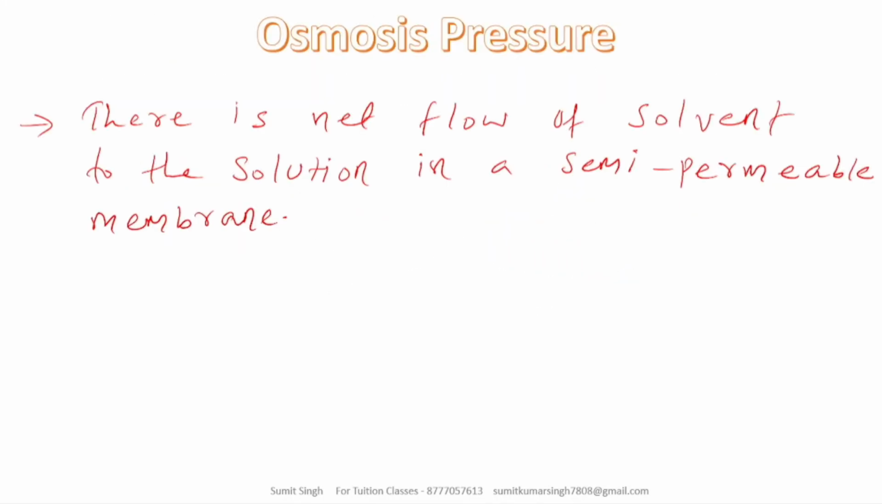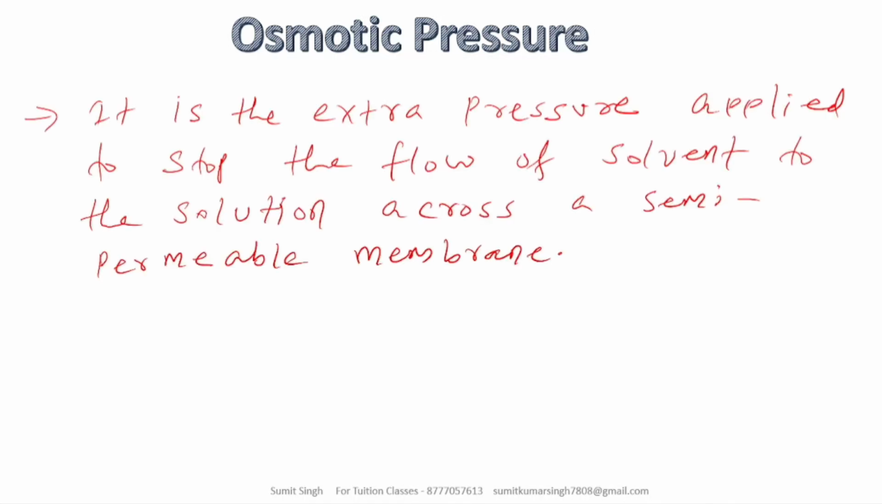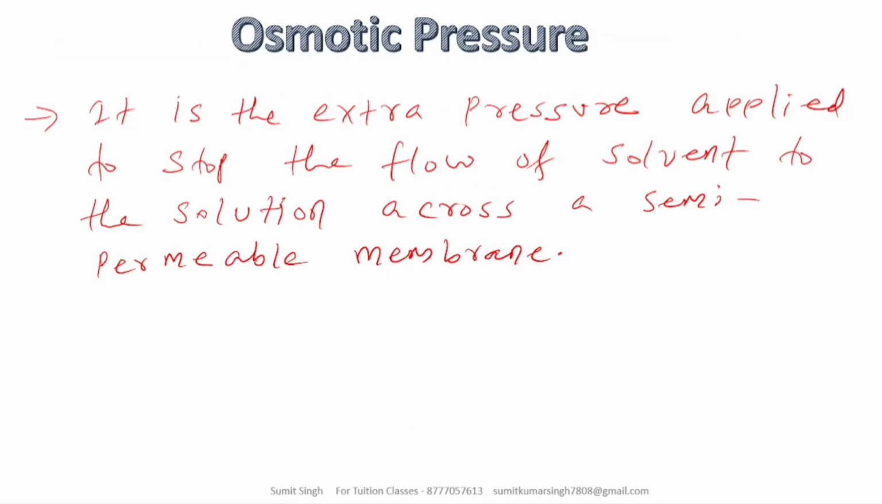Osmotic pressure, as the name suggests, is a type of pressure. In osmosis, there is a net flow of the solvent to the solution through a semi-permeable membrane. Osmotic pressure is the extra pressure applied to stop the flow of solvent to the solution across a semi-permeable membrane.